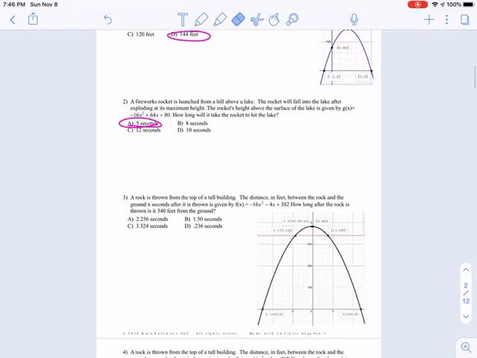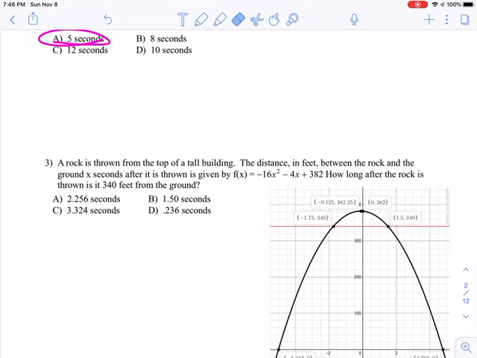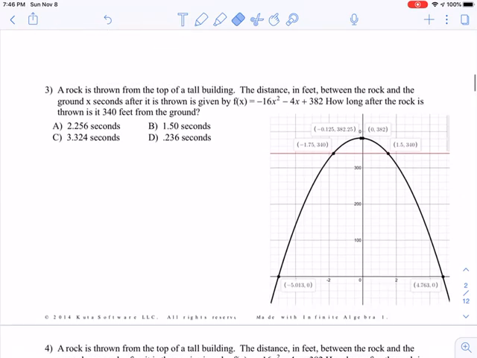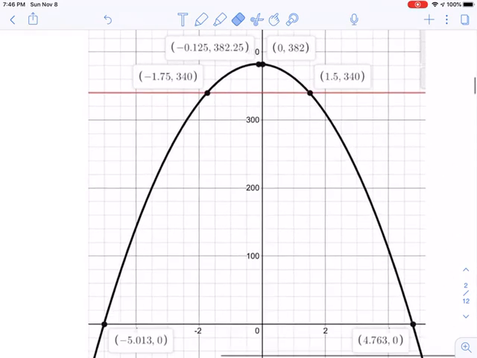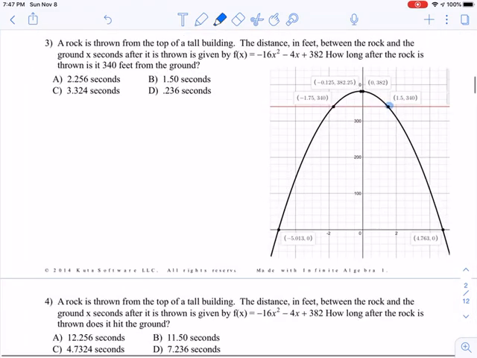Next, we're going to look at a rock thrown from the top of a tall building. The distance in feet between the rock and the ground, x seconds after it's thrown, is given by this function, f. How long after the rock is thrown is it 340 feet above the ground? So I went ahead and graphed both the function and the height, 340 feet. Now we don't even have to worry about this side of the function because time is not going to be negative. So we're really just focusing on this side. And we want to know when the height reaches right at 340. And so I found the intersection of those two graphs, and we get 1.5 seconds.